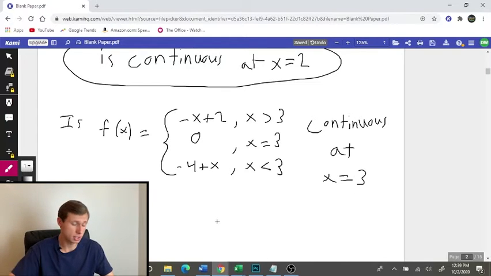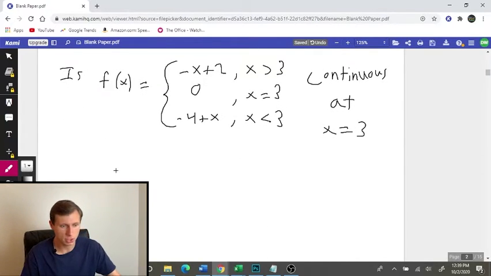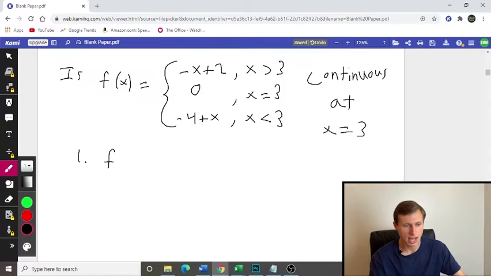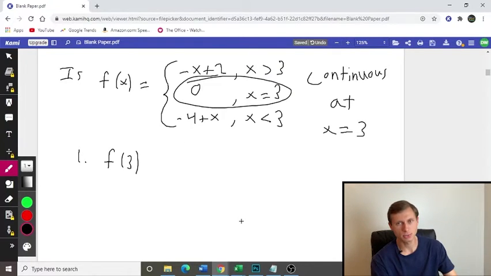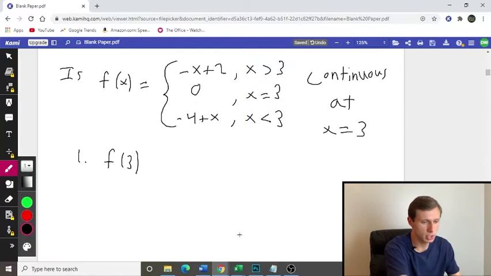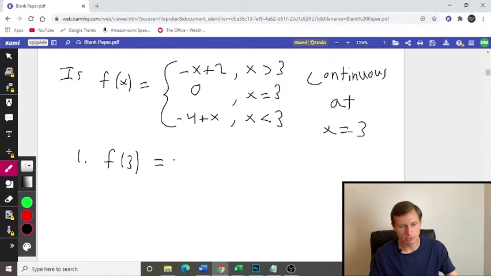Okay, so the steps don't change. The first step is we need to know what the value is at f of 3. And if we were to plug in 3 into this piecewise function, are we going to use the top, middle, or bottom? It's going to be the middle, and that's because that's the one with the equal sign. And so we know the value is 0 at f of 3.